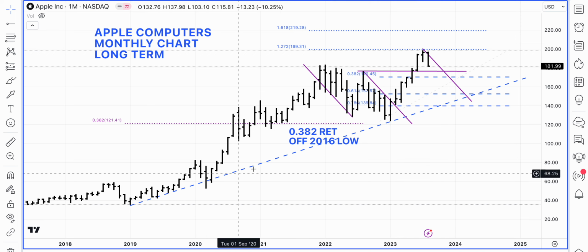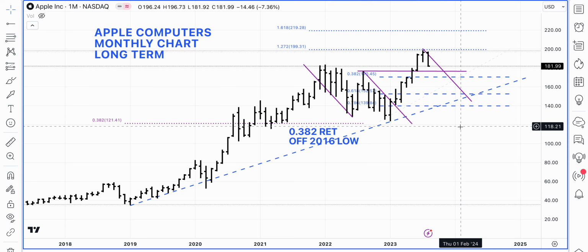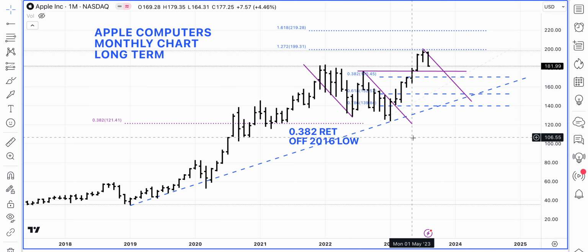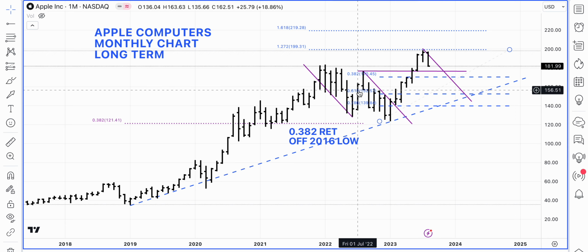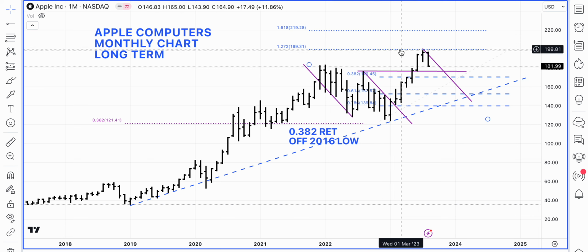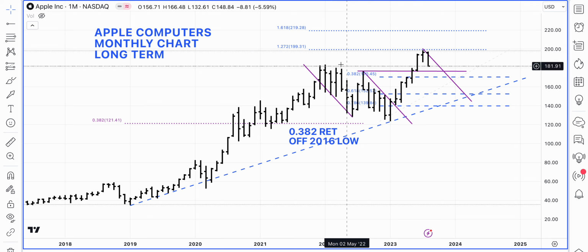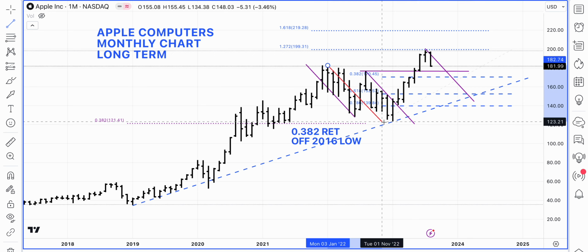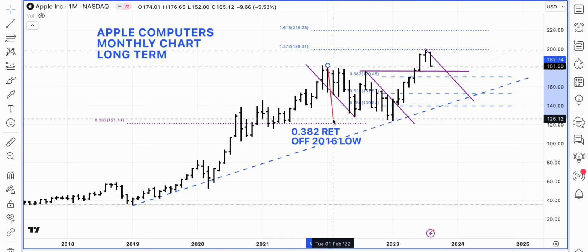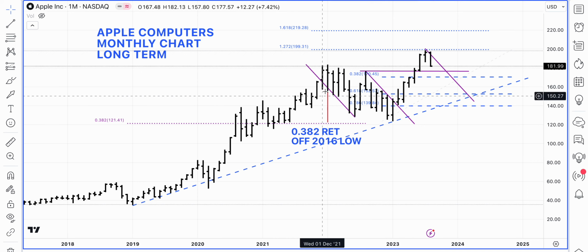Now having said that, what I would like to point out is that on this monthly chart, what Apple has done is it has gone right to the 1.272 Fibonacci expansion of this entire swing. So what is this swing that I'm talking about? So you can see that in fact it was just a trading range. So if I just draw it like this, it was a pretty big trading range.